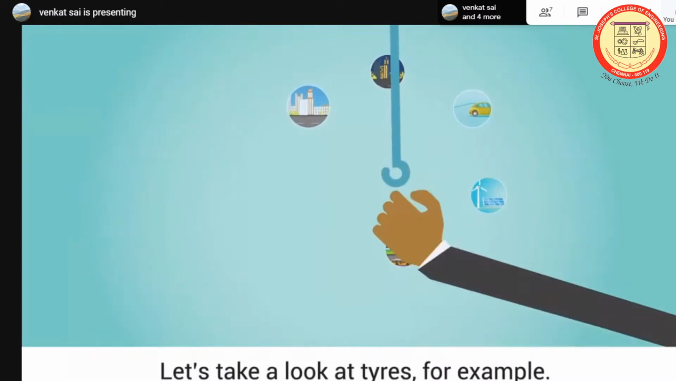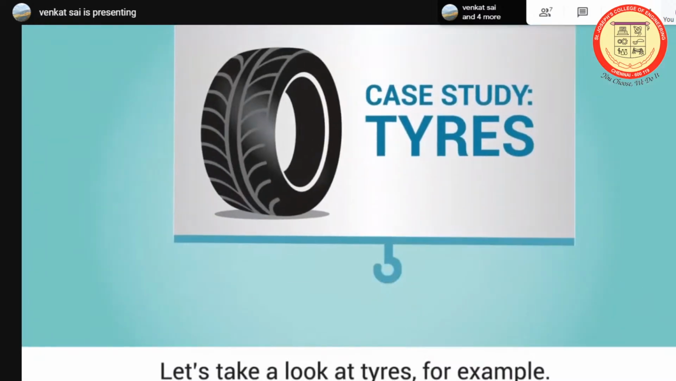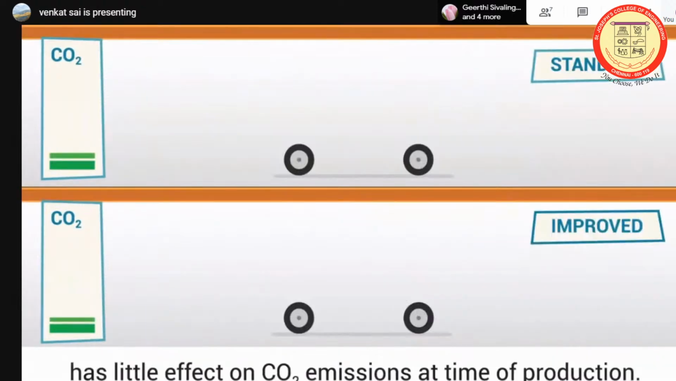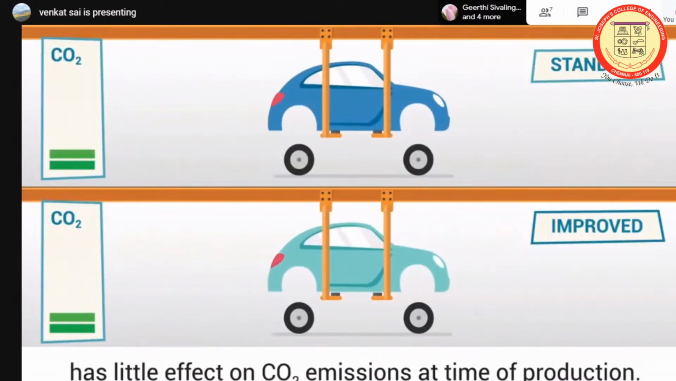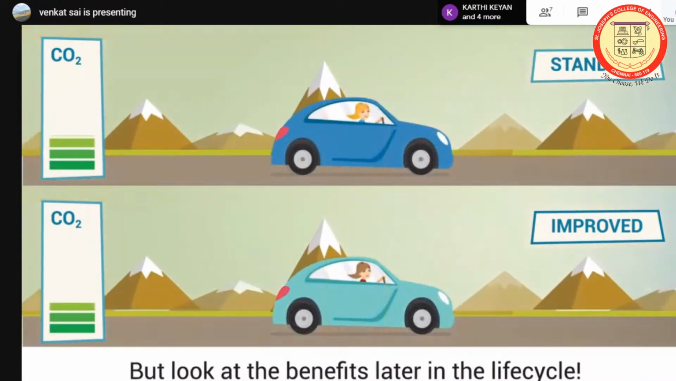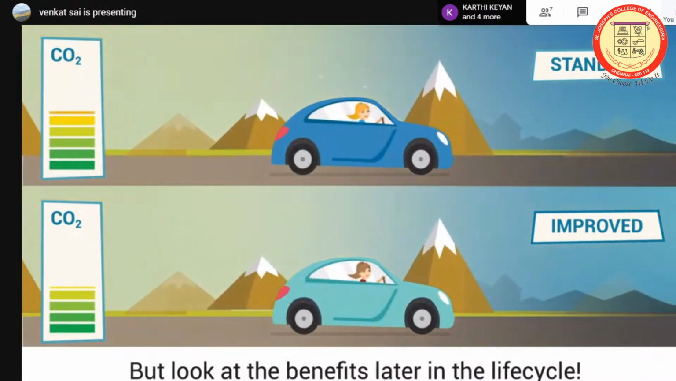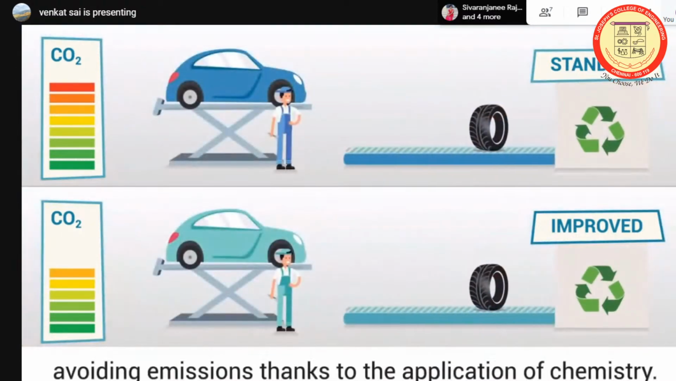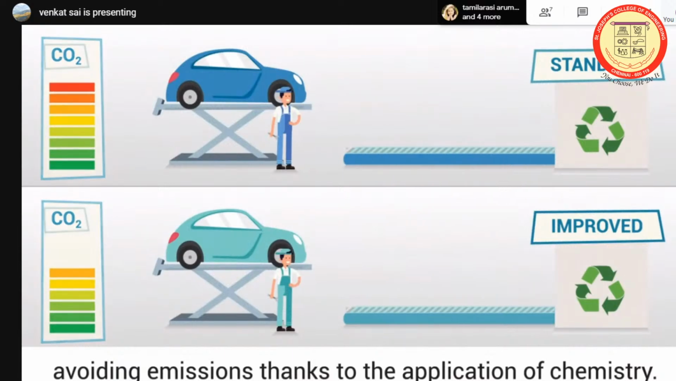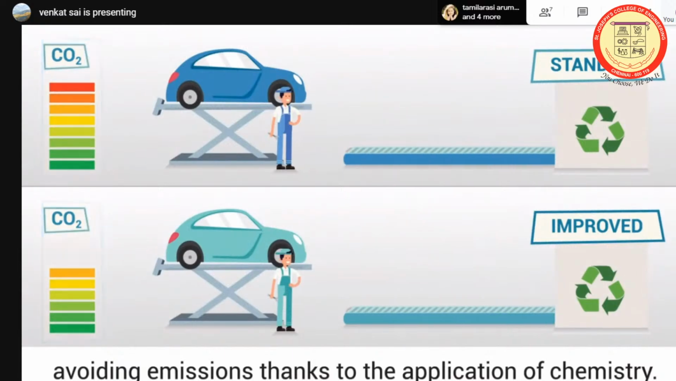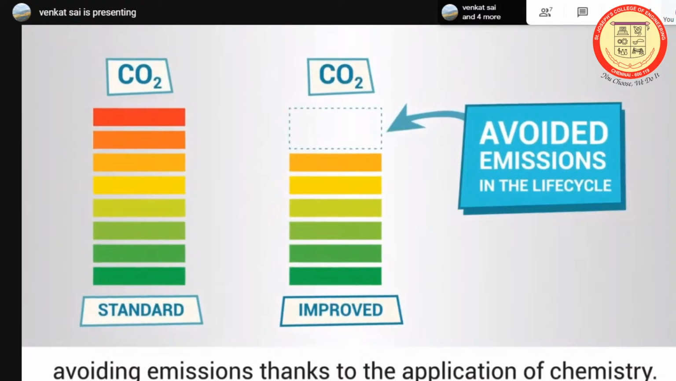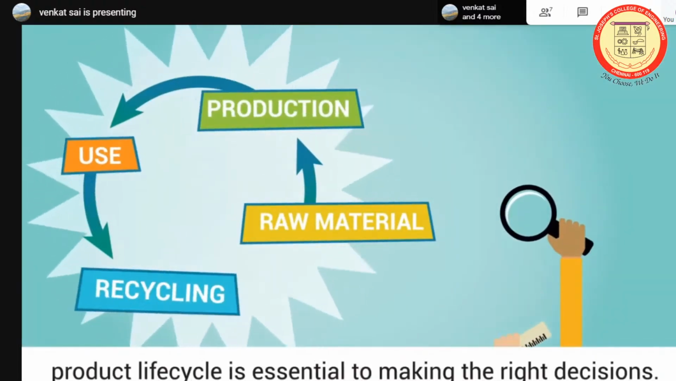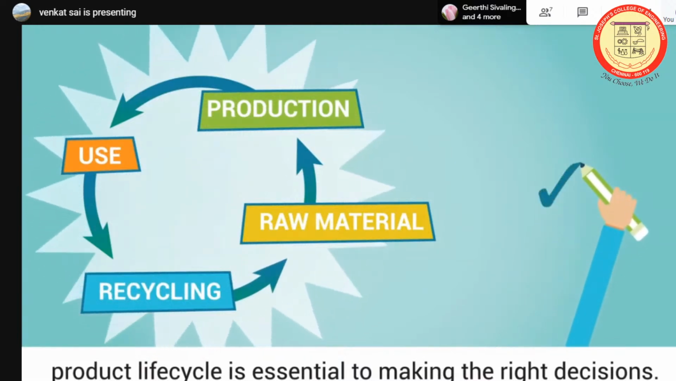Let's take a look at tyres, for example. An improved chemical formula in rubber has little effect on CO2 emissions at time of production. But look at the benefits later in the life cycle. Reduced rolling resistance provides better fuel economy throughout the tyre's use, avoiding emissions thanks to the application of chemistry. For industry, quantifying this avoidance during the product life cycle is essential to making the right decisions.